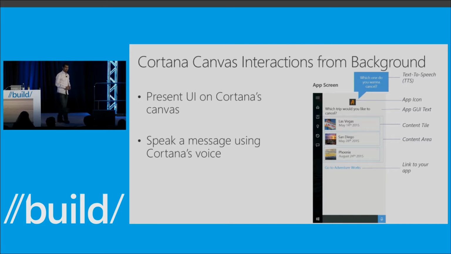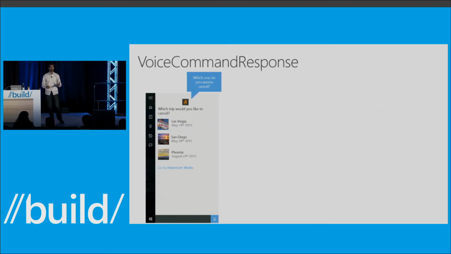Now the voice command content area is what hosts the content tiles. Content tiles is whatever your data is associated with the voice command. So in this case, with the AdventureWorks application, a content tile represents a trip. So in this case, we'll see the destination and the image of the destination and the date associated with the trip. So how do you control what's on the canvas?